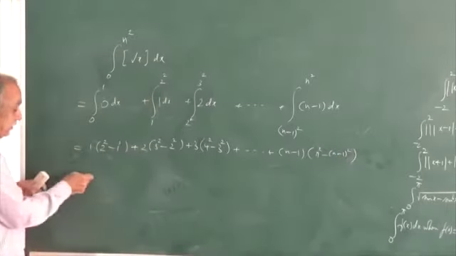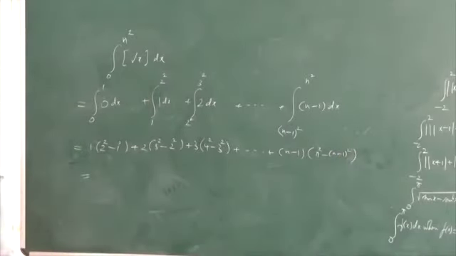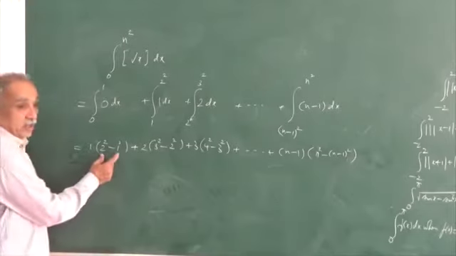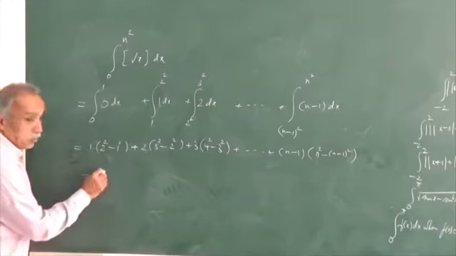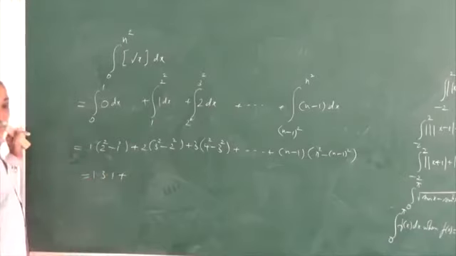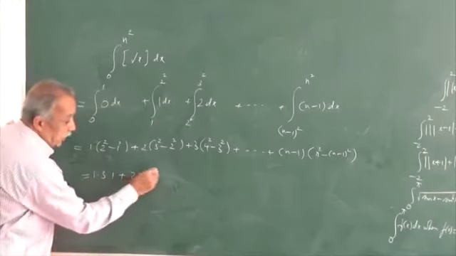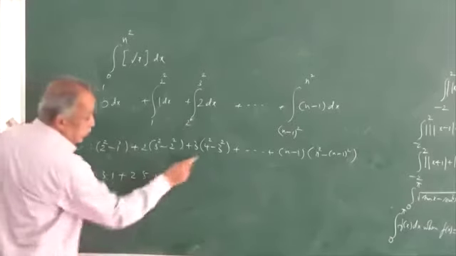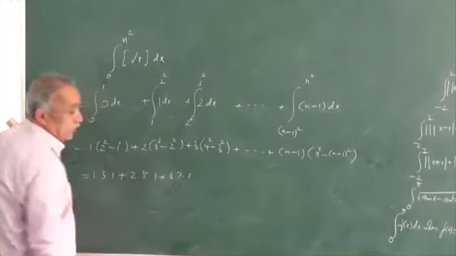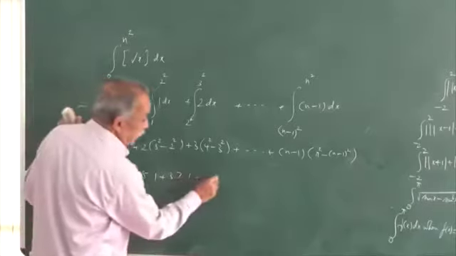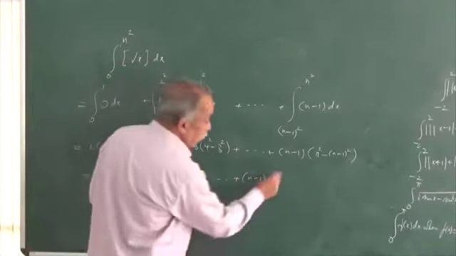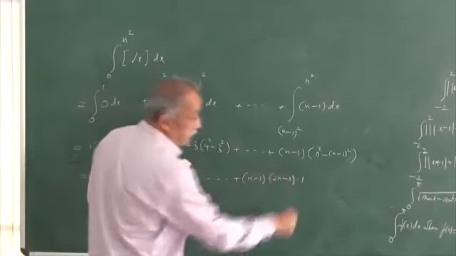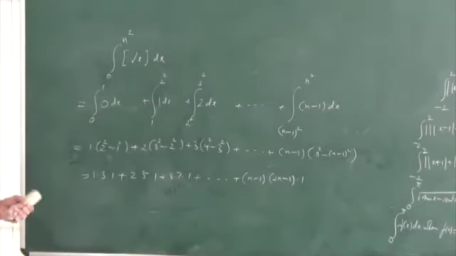Is there any way to simplify this expression? Treating this as a square minus b square, let me write it in a factored form. 1 into 3 into 1. This is 2 into 5 into 1. This will be 3 into 7 into 1. So on. Last term, n minus 1 into 2n minus 1 into 1. Agreed.